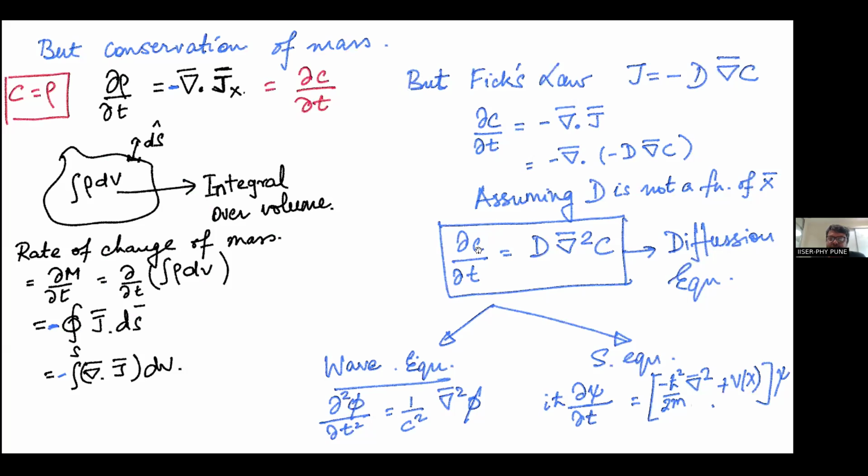Single derivative in time, double derivative in C. And you'll keep on seeing the diffusion equation in various contexts, in heat conduction, though here I'm talking about particle diffusion. Particles move from a region of high concentration to a region of low concentration to make the concentration uniform.